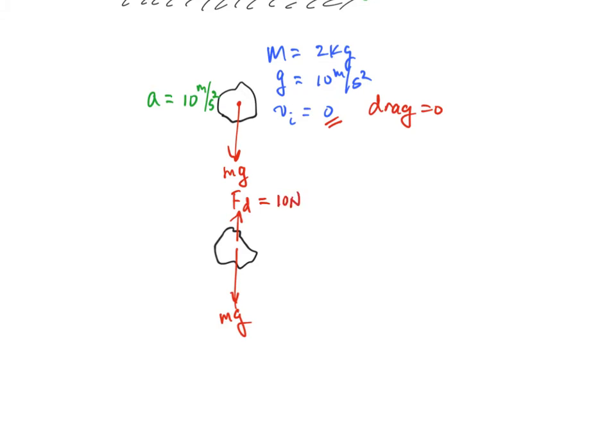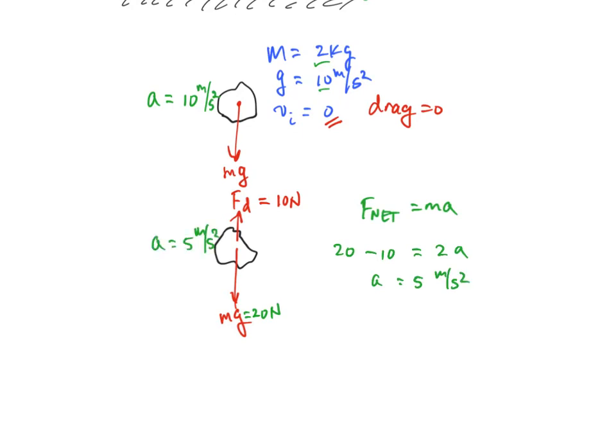And now if we wanted to find the acceleration, I'd have to use F net equals ma. The net force would be mg. That's 2 times 10, or 20. Right? This is going to be equal to 20 newtons. 20 minus 10 equals 2 times a. So we get a is 5 meters per second squared. So the acceleration is now only 5 meters per second squared.